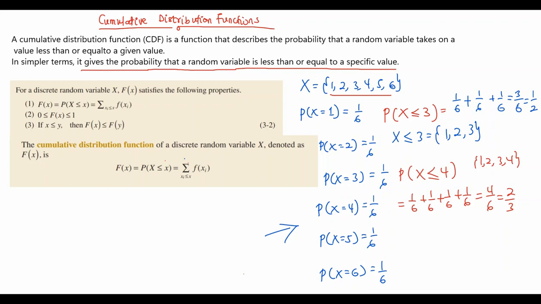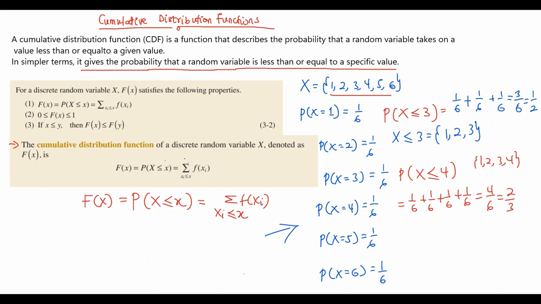Now let's look at the definition and properties that I have here. The definition says that the cumulative distribution function of a discrete random variable x is denoted as capital F of x. This is the probability that the random variable is less than or equal to x, which is the same as the sum of f of xi for xi values less than or equal to x. This is how to express the cumulative distribution.